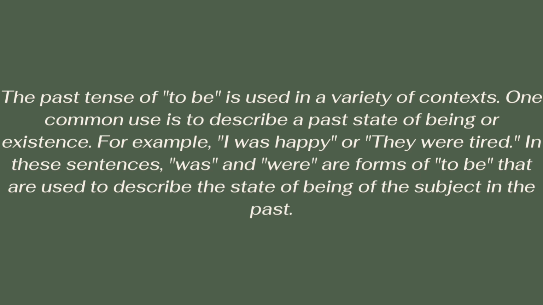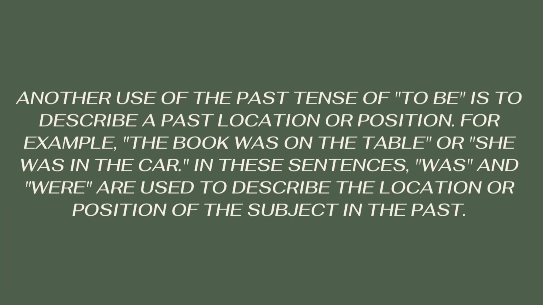Let's see a little bit more about the verb to be. Another use of the past tense of to be is to describe a past location or position. For example, the book was on the table or she was in the car. In these sentences, was and were are used to describe the location or position of the subject in the past.